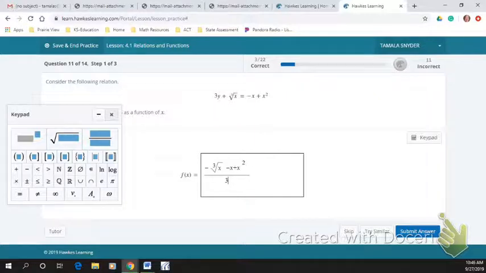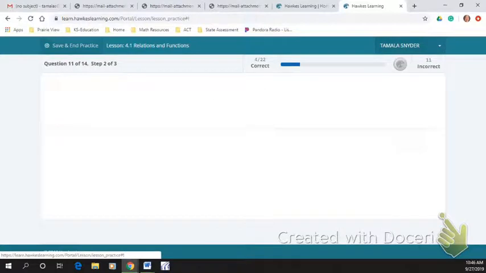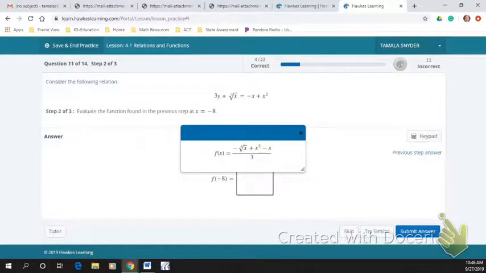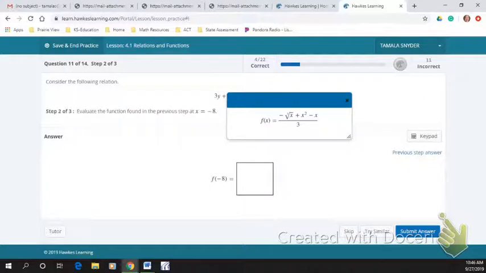Okay, so I'm going to submit that. We're going to do step 2. Okay, well, this is not going to take long. All you've got to do for step 2 is plug a negative 8 in. So look at your previous answer, replace x with a negative 8, and you'll be done with it. Step 3 will be the same type of problem.